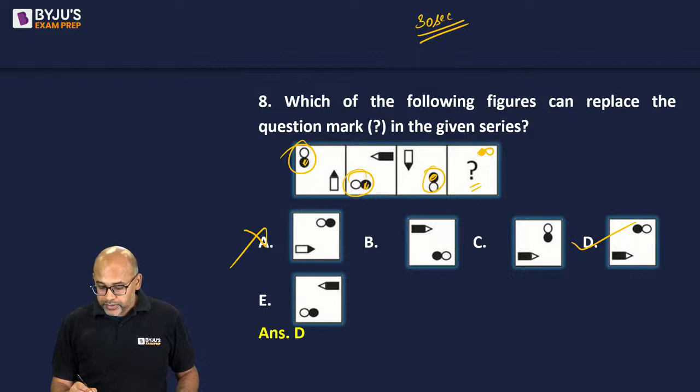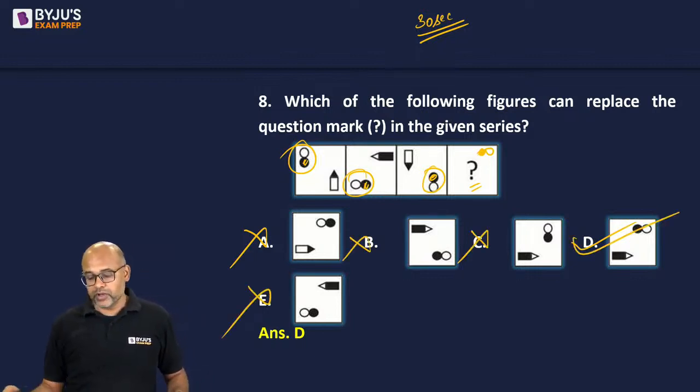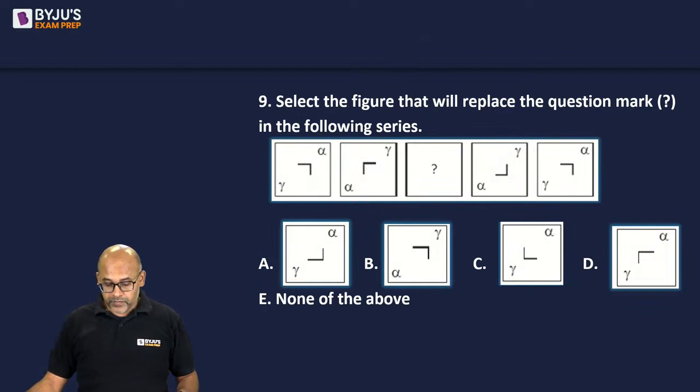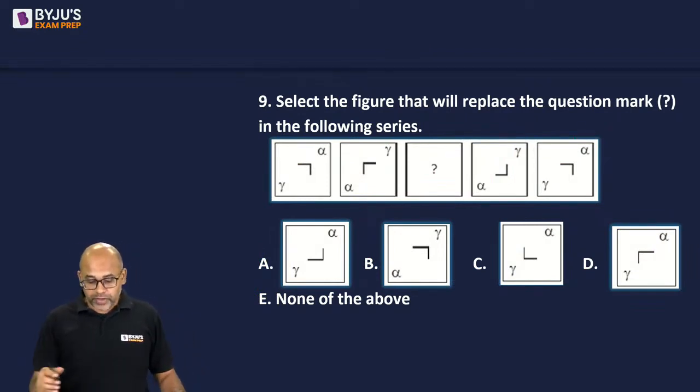So this is ruled out. This is ruled out. This is ruled out. This is ruled out. Straight away, you'll get your D. In fact, you didn't even have to check the other part. Checking one of them is enough. You'll get the correct answer here. Again, this question, try it out. 45 seconds.